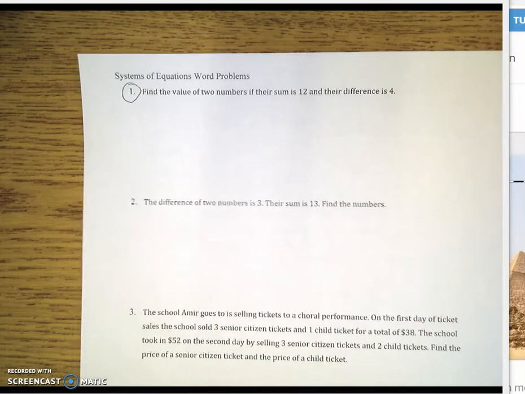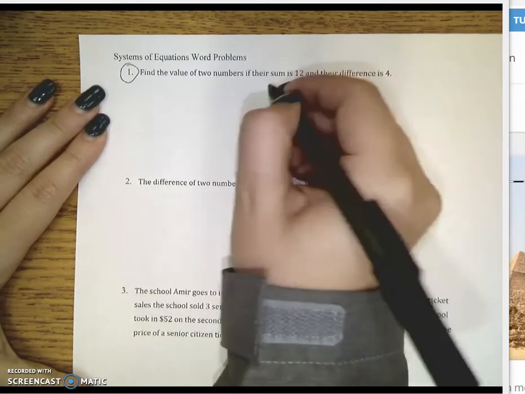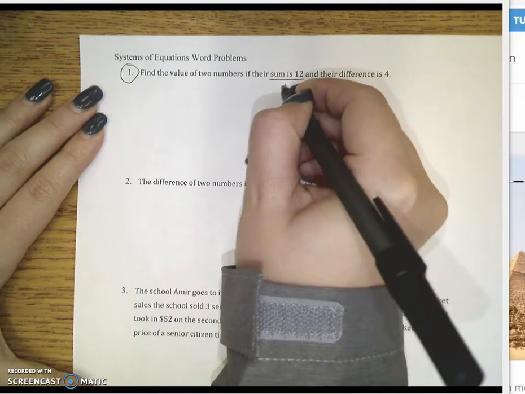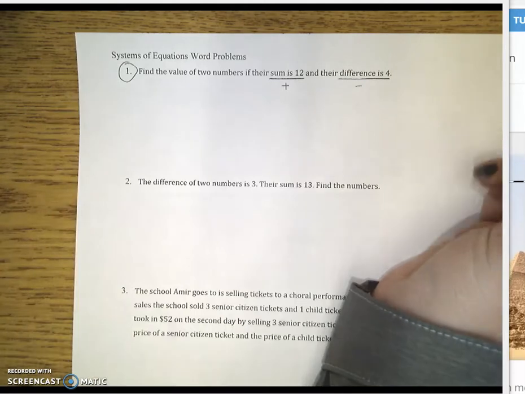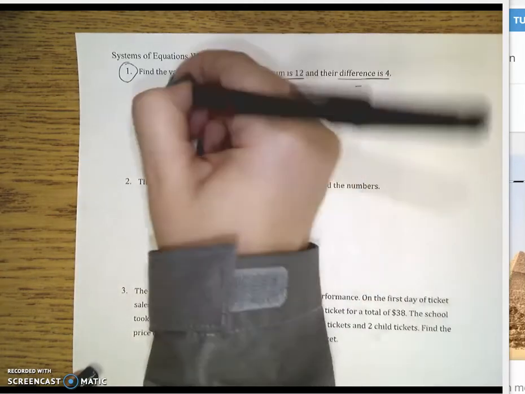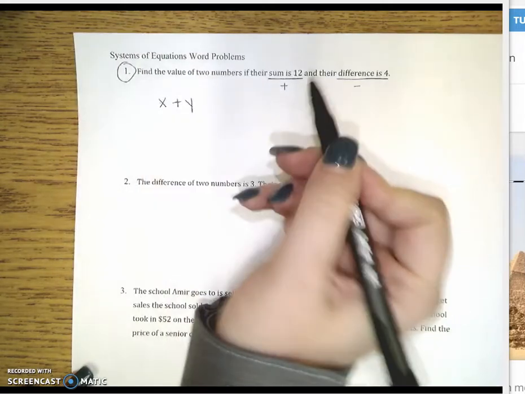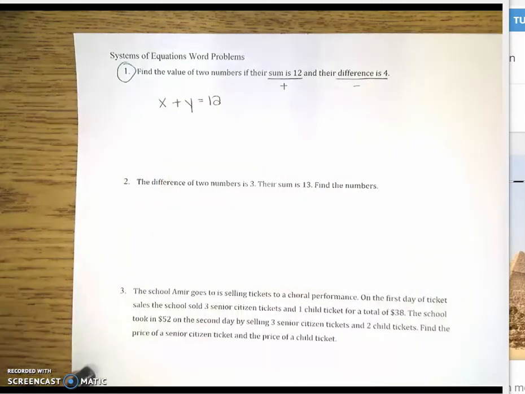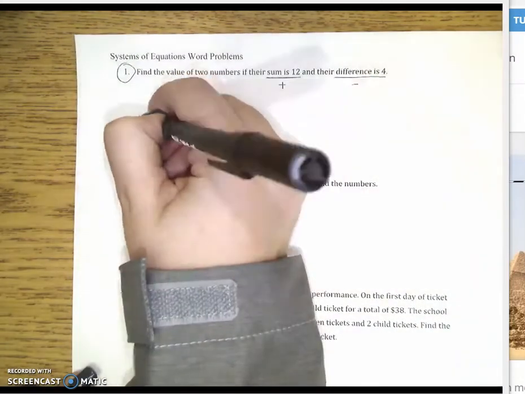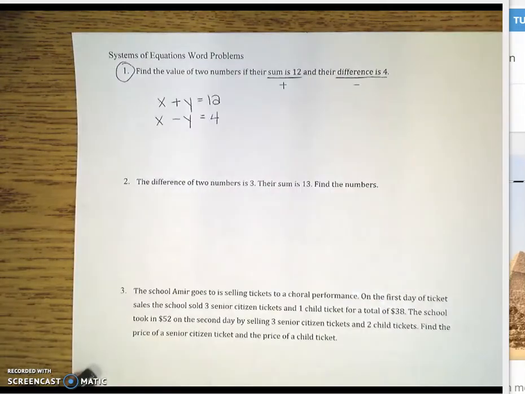Number 1 says find the value of two numbers if their sum is 12 and their difference is 4. So they add up to 12, and when you subtract them, you get 4. So we could say x plus y, x being the first number, y being the second number, have to add up to 12. X minus y has to equal 4.